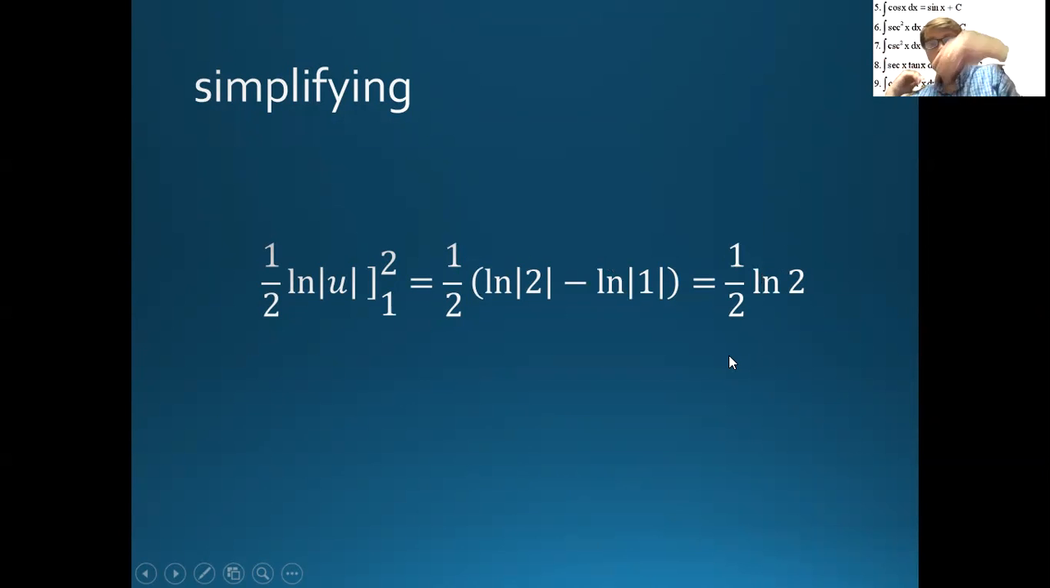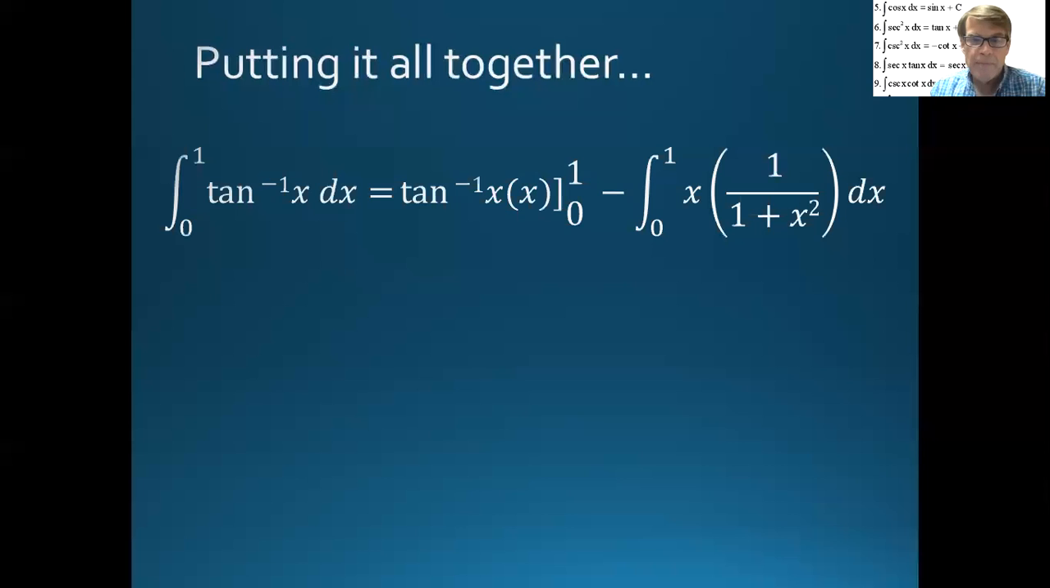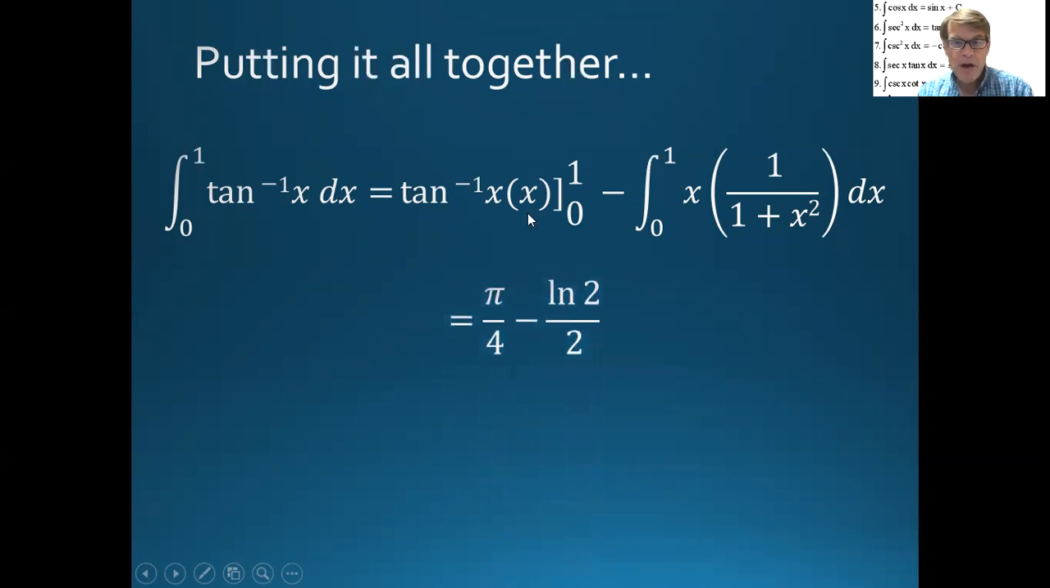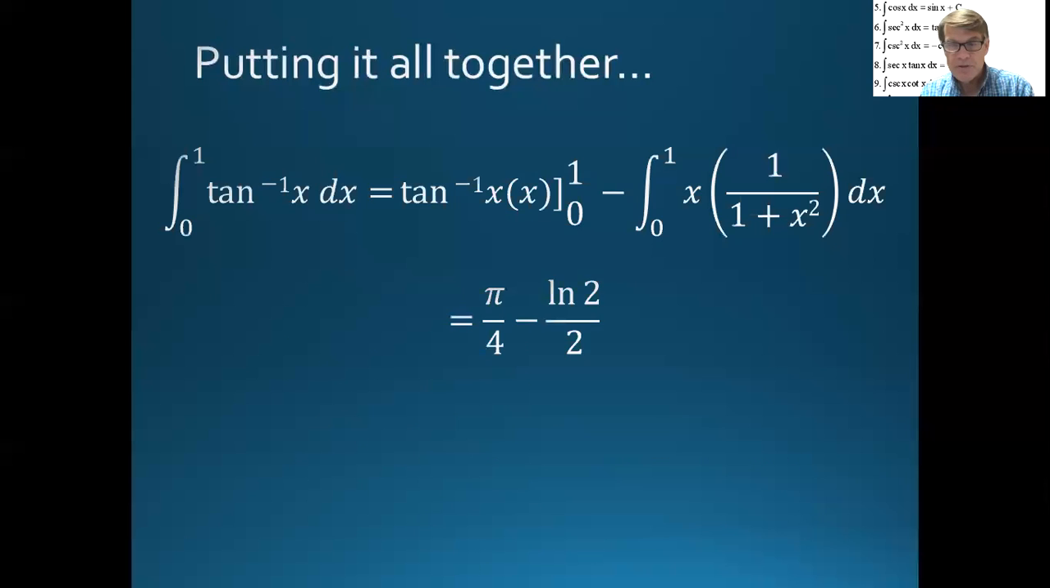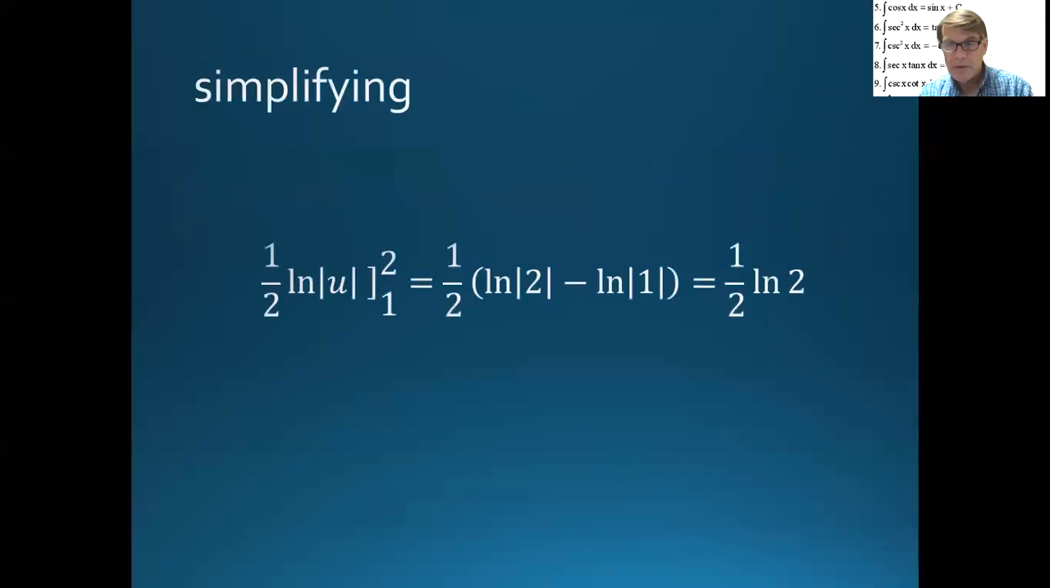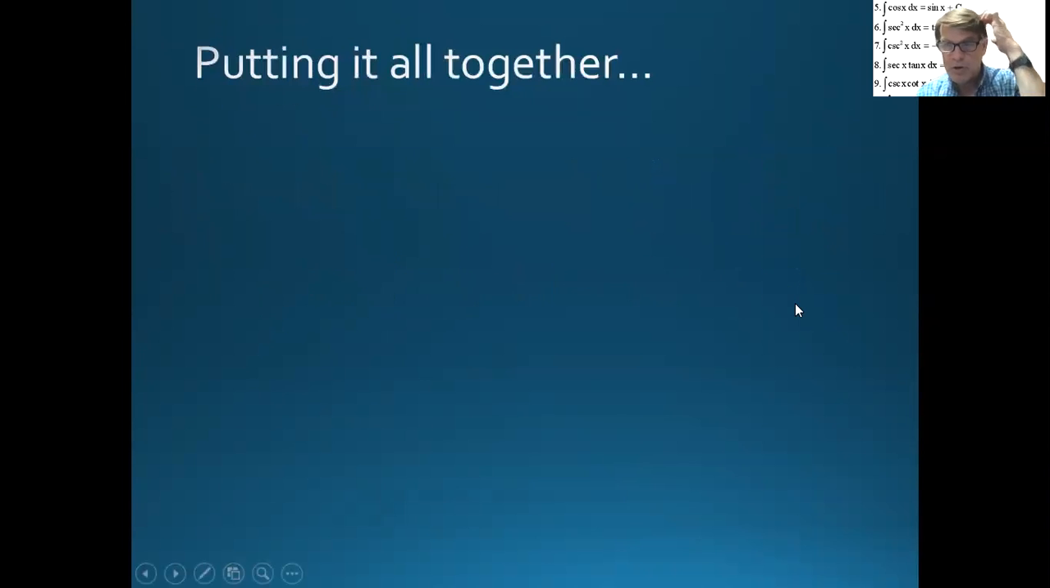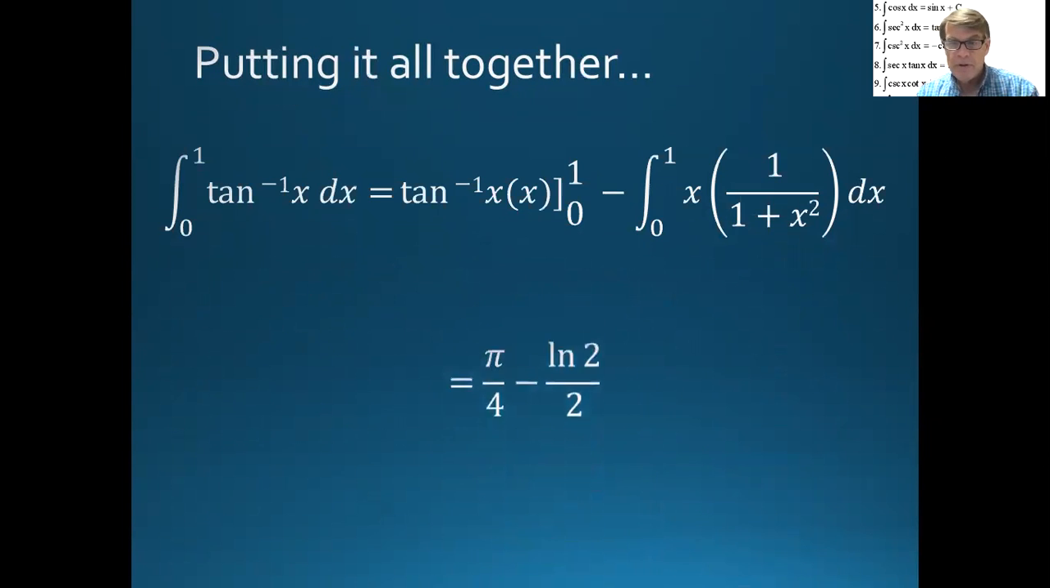Whew, you're asking me to do trig and natural logarithms and substitution. What's next? Well, now it's all done. It's pretty much over. We're going to put it all together now. This was the monstrosity that we were trying to simplify. We already did this, right? That equals pi over 4, and we now know that the second part equals 1/2 the natural log of 2.